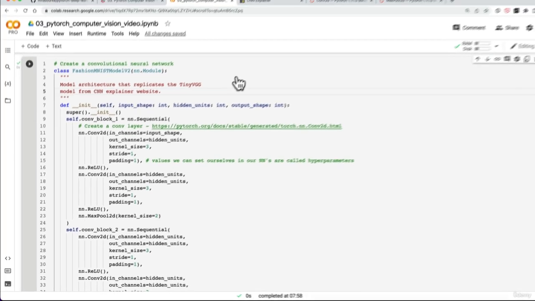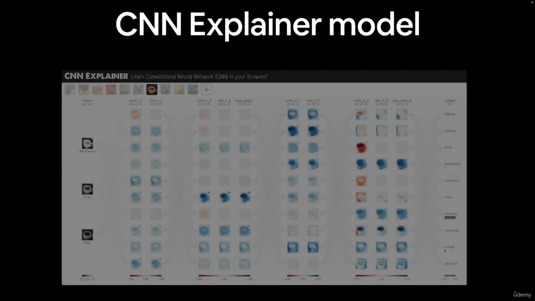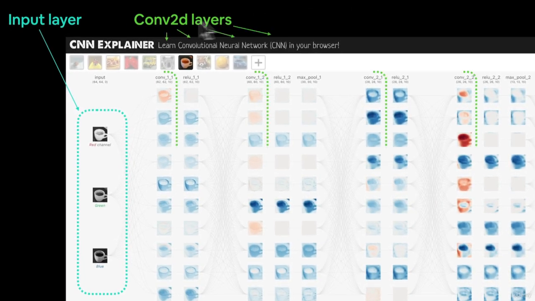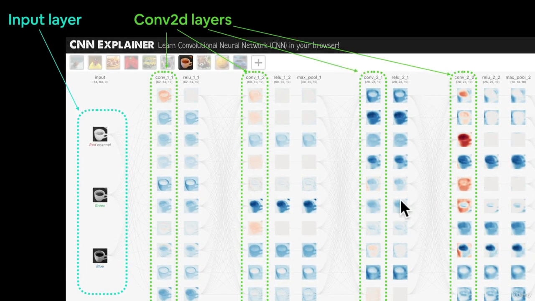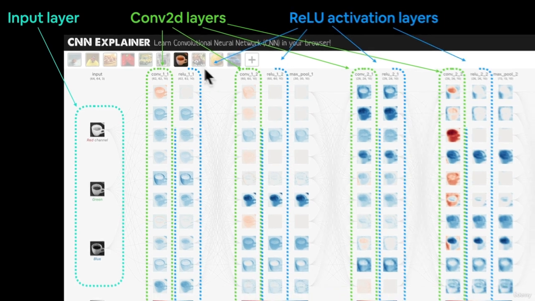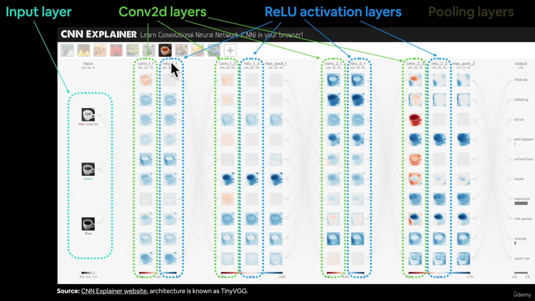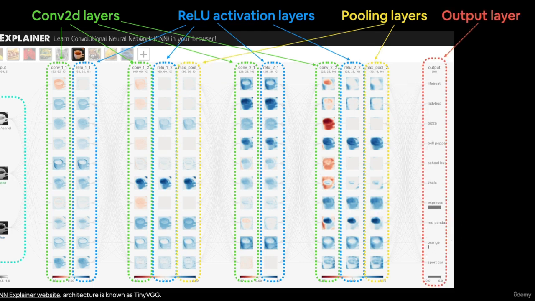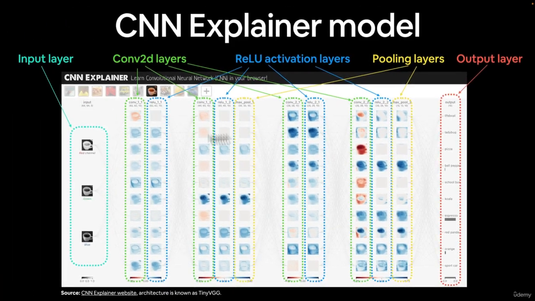Let's just go over to our keynote. This is what we've done. CNN Explainer model. We have an input layer. We've created that. We have Conv2D layers. We've created those. We have ReLU activation layers. We've created those. And finally, we have pooling layers. And then we finish off with an output layer. But now let's see what happens when we actually pass some data through this entire model.